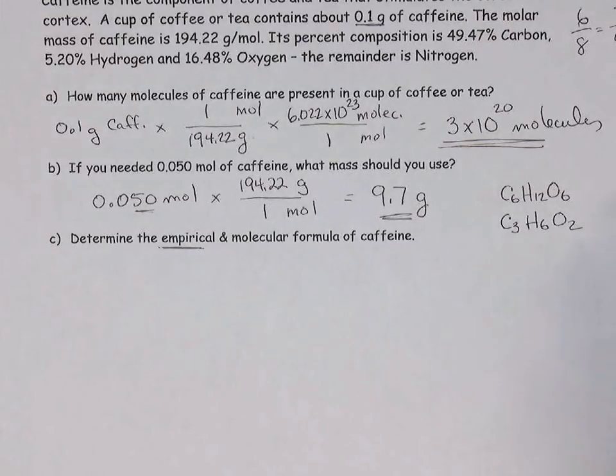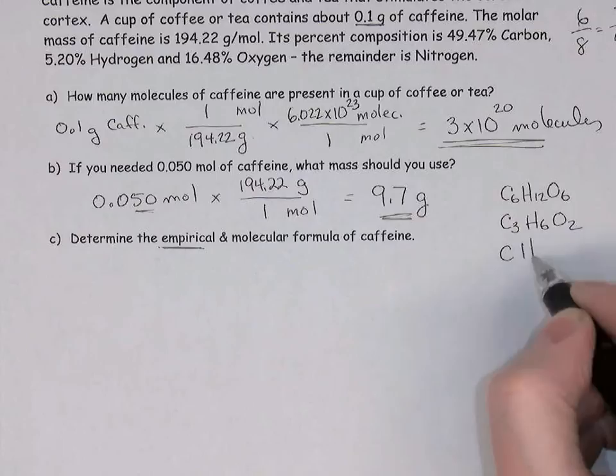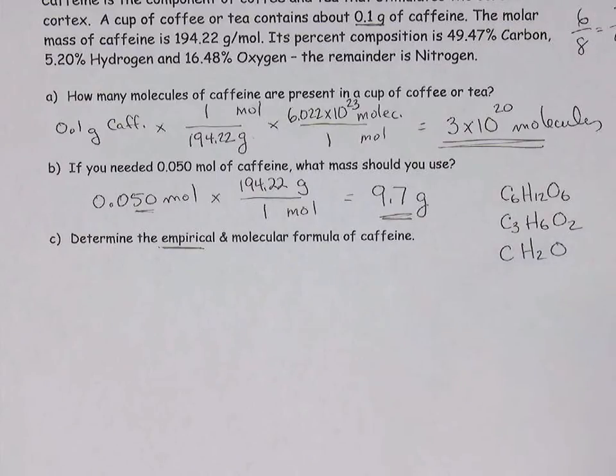C3H6O3. We could reduce it even further. We could reduce it all the way down to CH2O. That would be the most reduced form of that compound.